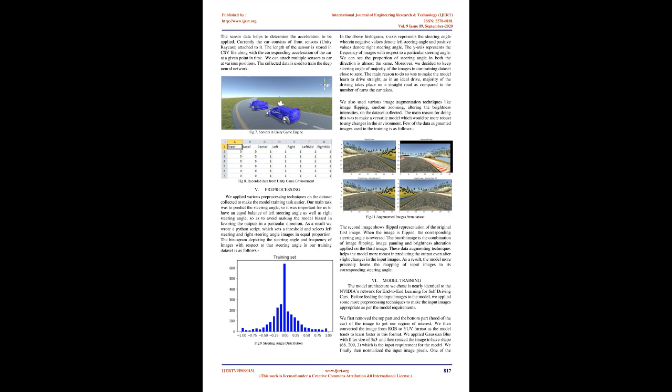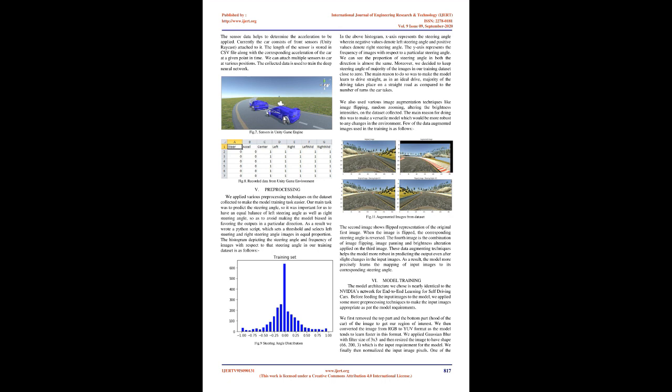The sensor data helps to determine the acceleration to be applied. Currently the car consists of front sensors, Unity raycast, attached to it. The length of the sensor is stored in a CSV file along with the corresponding acceleration of the car at a given point in time. We can attach multiple sensors to the car at various positions. The collected data is used to train the deep neural network. Sensors in Unity game engine. Recorded data from Unity game environment.